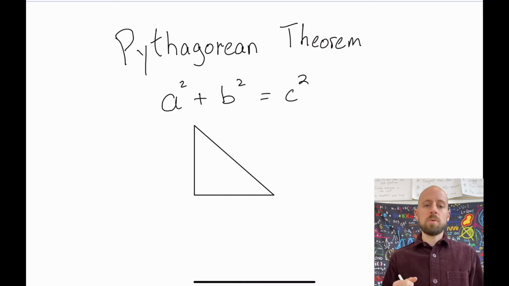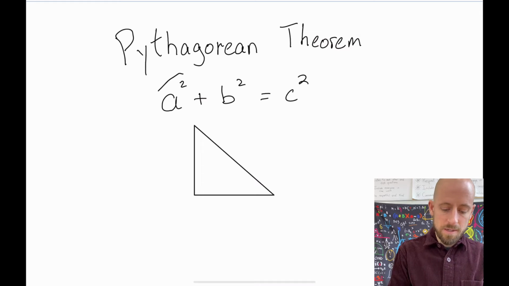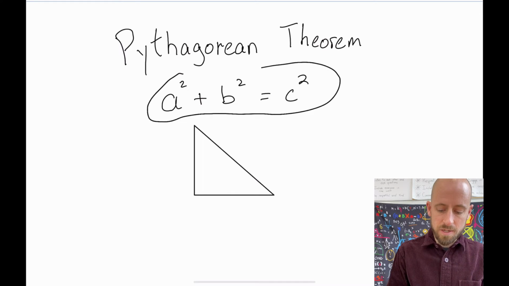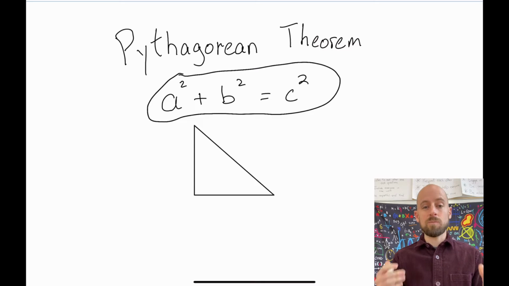I'm going to go through an example on the Pythagorean Theorem, and I've got it spelled out there for you. Don't worry, I won't assess you on that. The Pythagorean Theorem says that a squared plus b squared equals c squared. Well, what does that really mean?